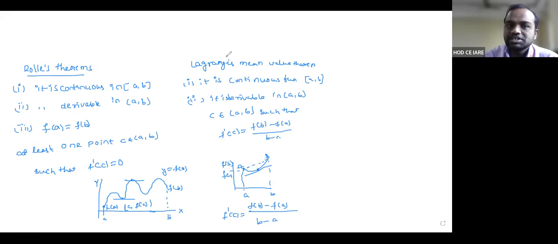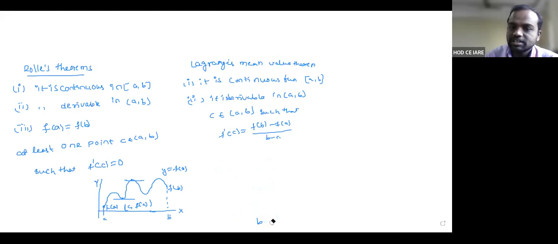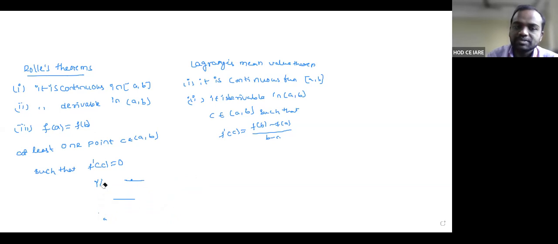Next, the next theorem is Cauchy's mean value theorem. Here they have taken two functions, and the two functions are continuous functions.